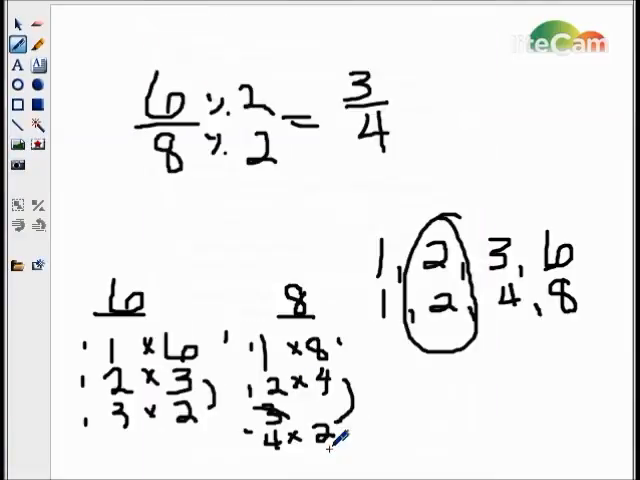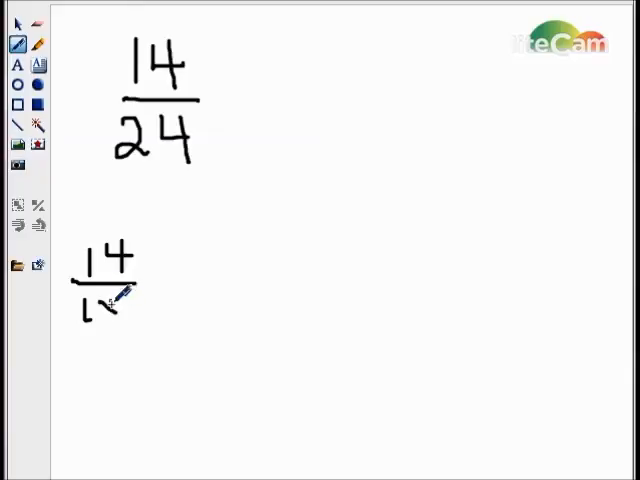Okay, let's do another one. What if I have the fraction 14/24? I can see right away that 2 is going to be the greatest common factor, the biggest number that goes into both evenly. But if you can't see that, go ahead, do 14 divided by 1, you'll get 14. Do 14 divided by 2, you'll get 7. Do 14 divided by 3, you'll get a decimal. 14 divided by 4 is a decimal. 14 divided by 5 is a decimal.